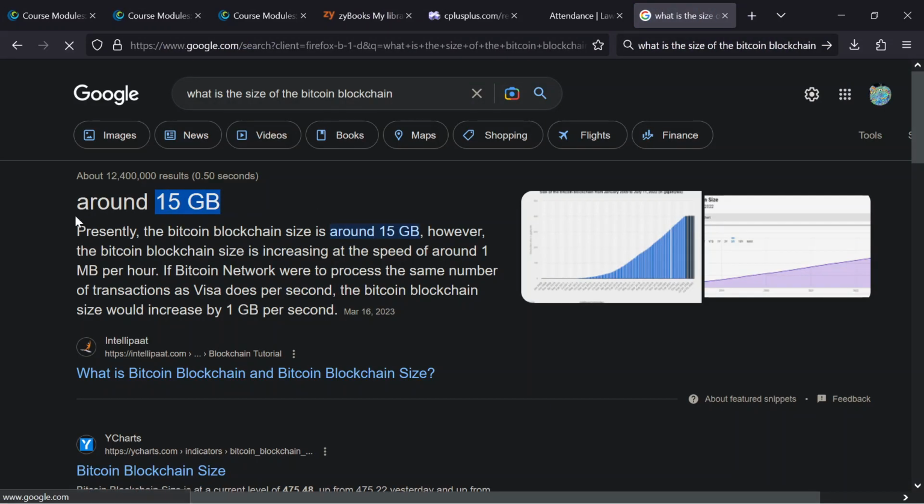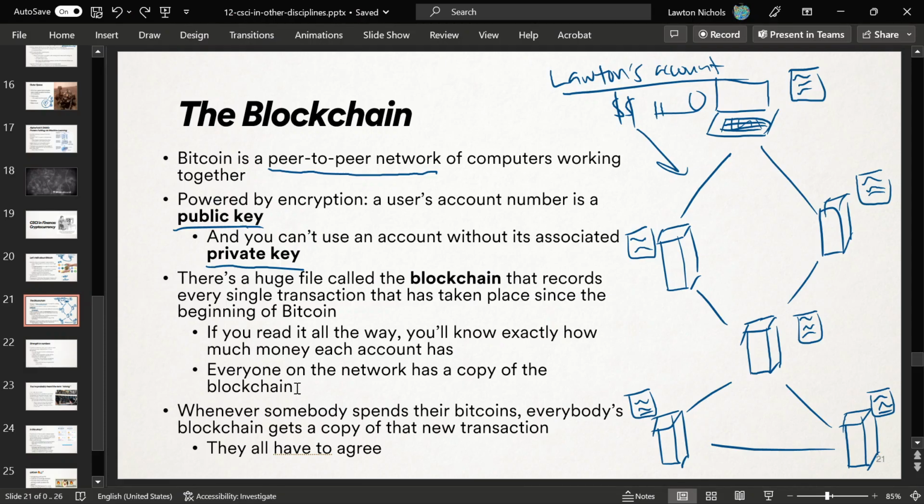All right, that's not too bad. 15 gigabytes. Just holds this account got this thing and this much, things like that. So it's apparently 15 gigabytes. Yeah, that is surprising. But I guess it's just a bunch of numbers. You can compress those. Good to know. Good question. That's the blockchain.